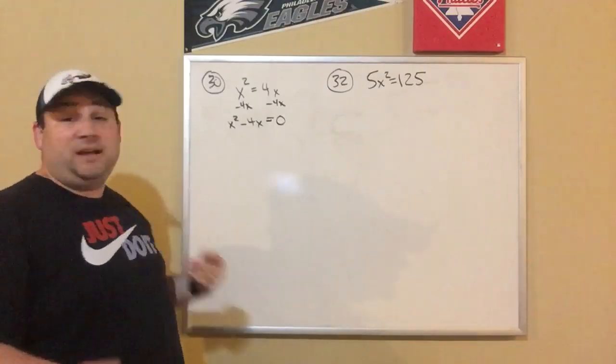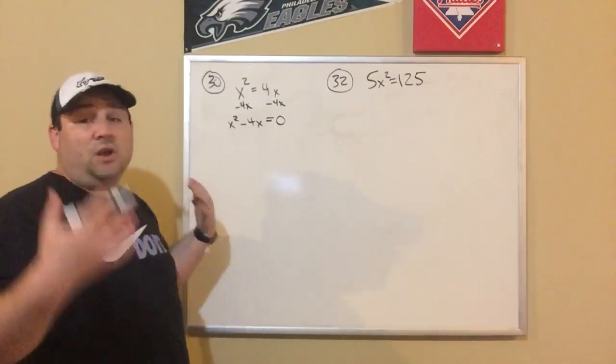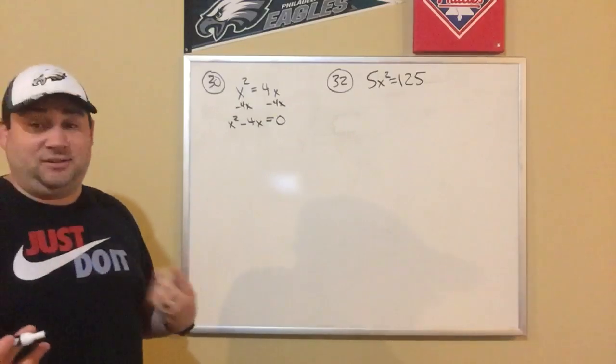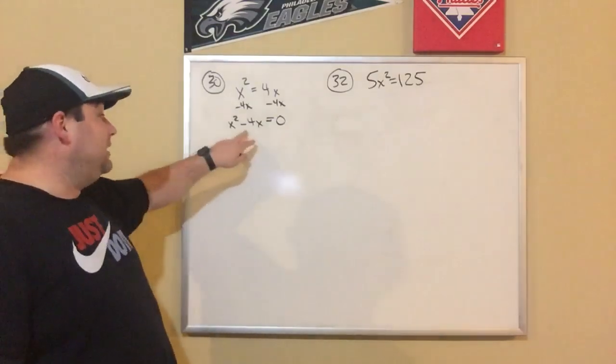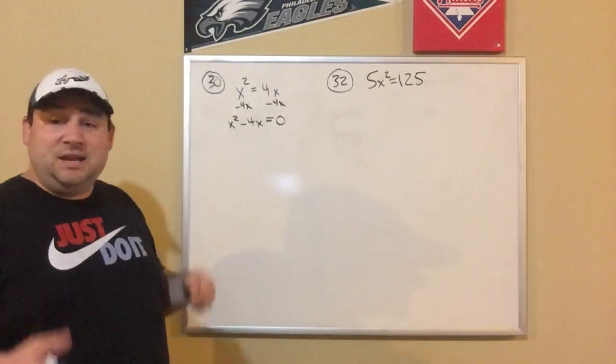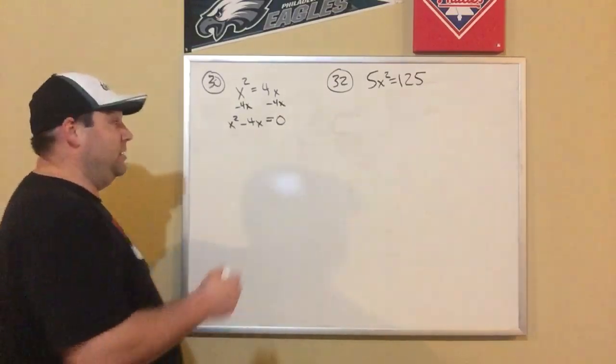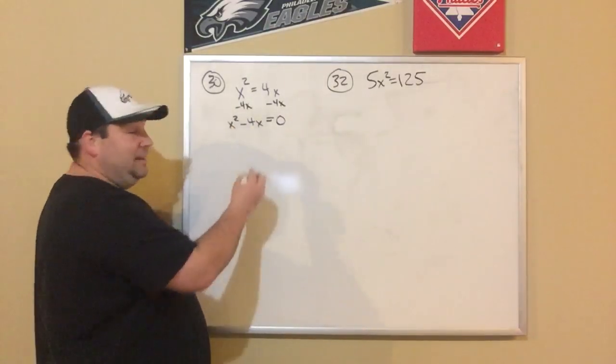Now from here, there's a couple ways you could go about solving this equation. You could solve it by completing the square. You could solve it by factoring. I'm going to solve it by factoring because I think that's really easy. So when I look at x squared and minus 4x, is there something I could factor out of both of those? In this case, yes, I could factor an x out.